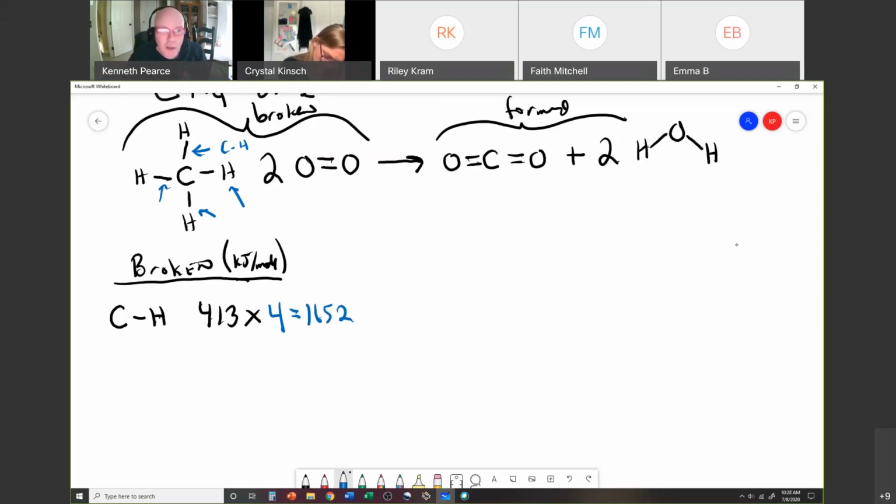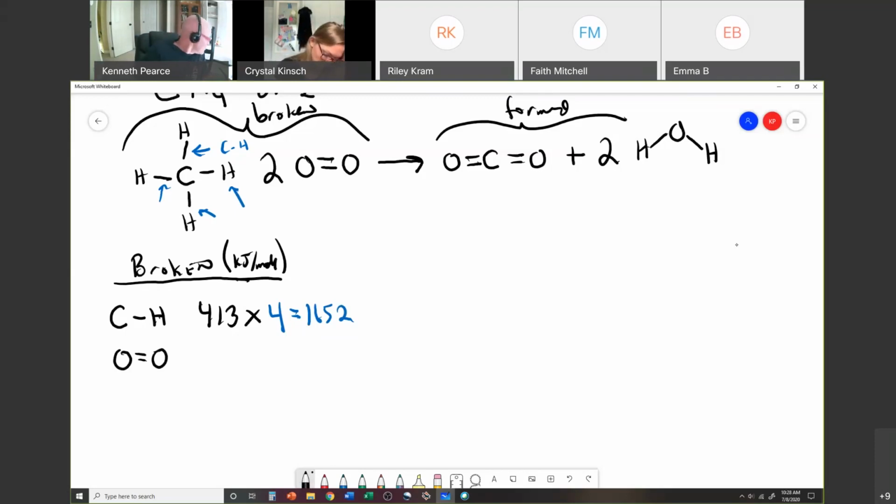Now I look up here and I see double bonded oxygen. Do I see any double bonded oxygen on the right-hand side? I don't, which means they had to have been broken. You've got to ask yourself this question every time, because if a bond hasn't been broken or hasn't been formed, you should just ignore it. So it looks like I've got carbon-hydrogen, and now I have double bonded oxygen.